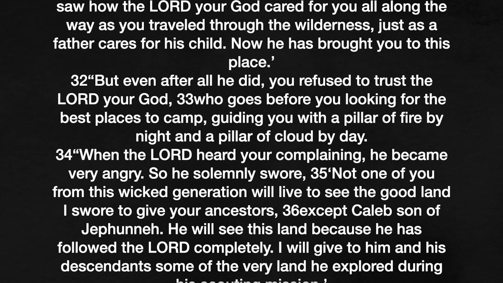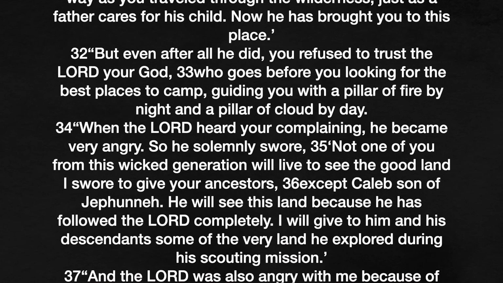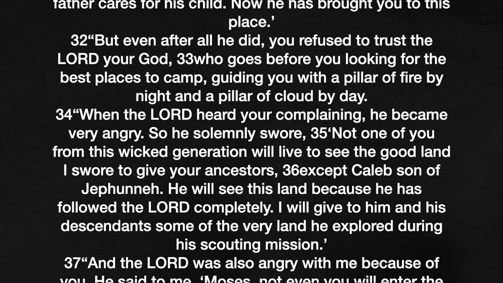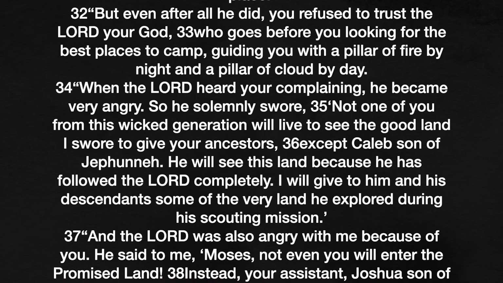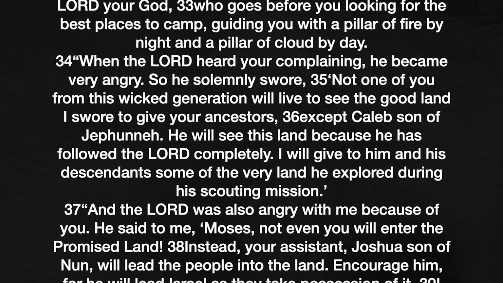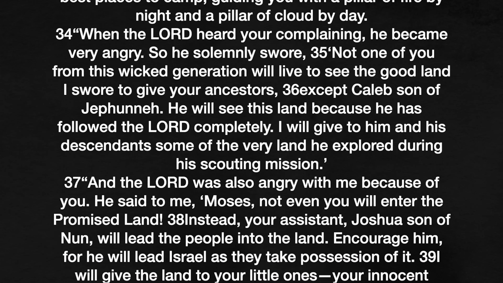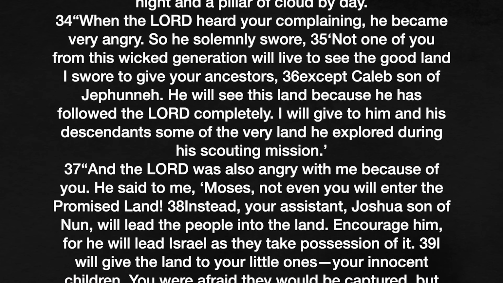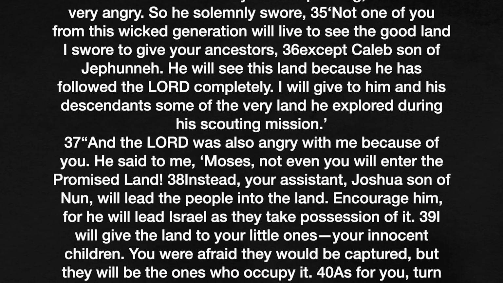When the Lord heard your complaining, He became very angry, so He solemnly swore, 'Not one of you from this wicked generation will live to see the good land I swore to give your ancestors, except Caleb, son of Jephunneh. He will see this land because he has followed the Lord completely. I will give to him and his descendants some of the very land he explored during his scouting mission.' And the Lord was so angry with me because of you.